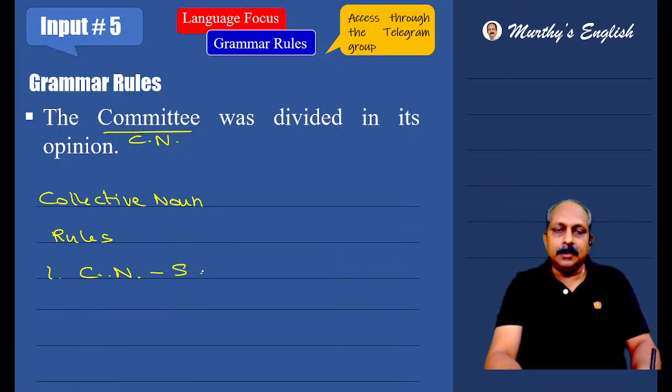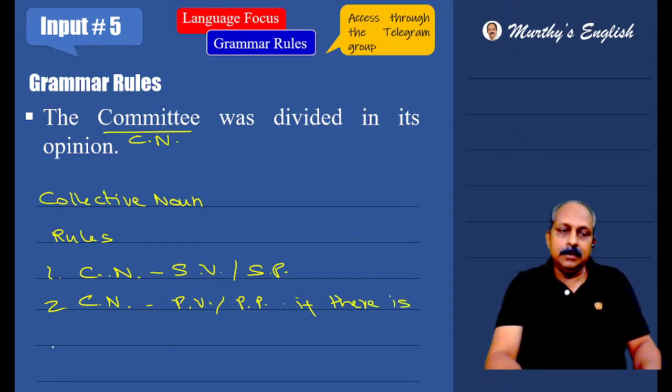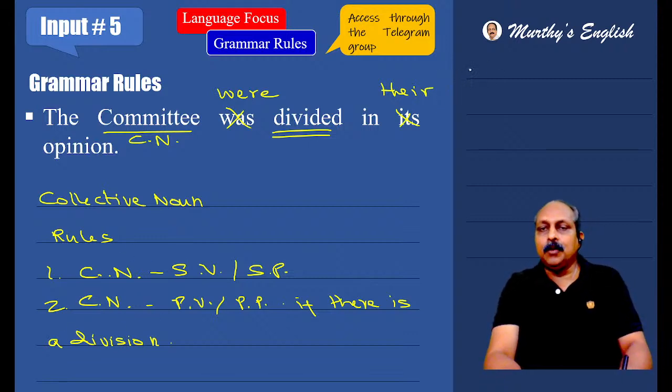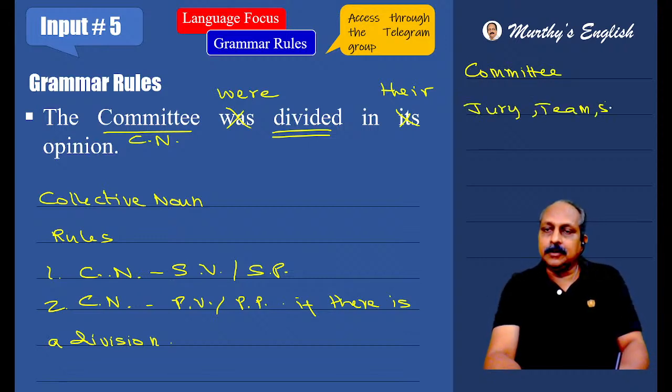Collective nouns usually take a singular verb, a singular pronoun. First rule. Second rule, collective nouns take plural verb, plural pronoun if there is a division. Here there is a division. Then you cannot use was. You cannot use its. This has been given many a time. Very good. What are the important collective nouns you have to recollect? One is committee, then jury, then team, then staff, family, group. All these come under collective nouns. You have to recollect.